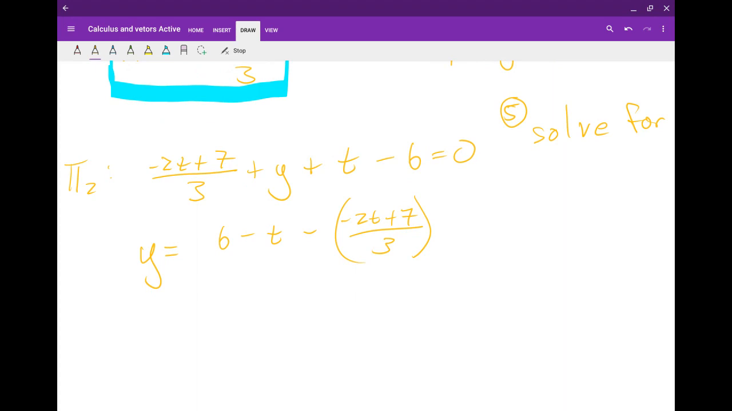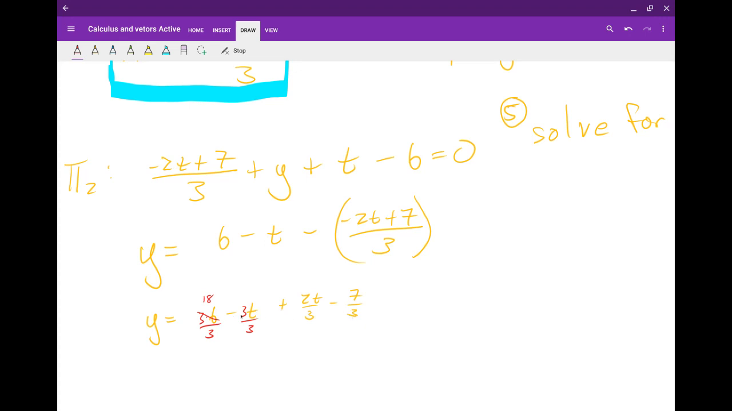Now, I get y equals 6 minus t plus 2t over 3 minus 7 over 3. I'm going to have to get some common denominators here. My common denominator is 3, so I'll multiply this by 3 over 3, and then I'll multiply the other term by 3 over 3 as well, giving me an 18 here. So now I'm basically doing 18 minus 7. That's going to be 11 thirds.